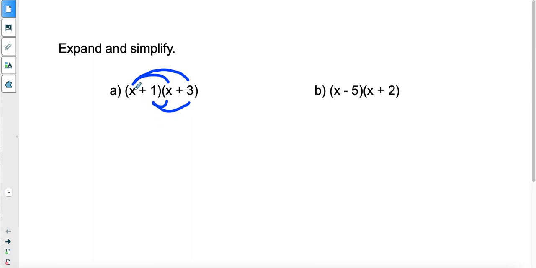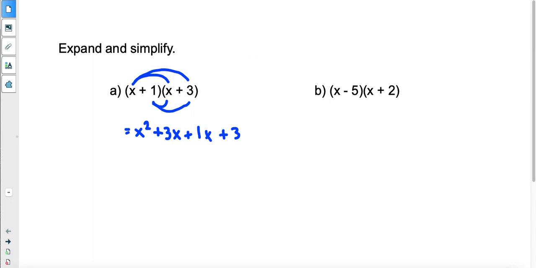So what I'm going to want to do is multiply, in this case, x by x. X times x is just x squared. Next, I want to multiply x by 3. X times 3 is 3x. Next, we have 1 times x. 1 times x is just 1x, or just x. And then we have 1 times 3, which is just 3.